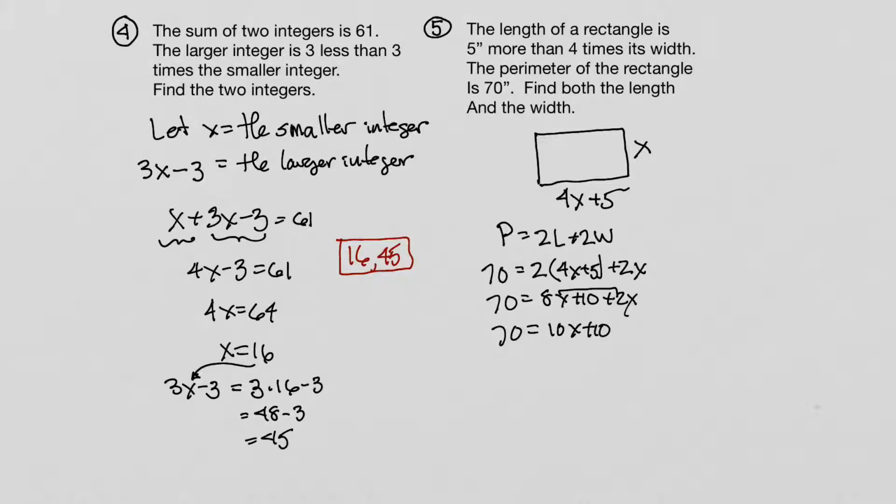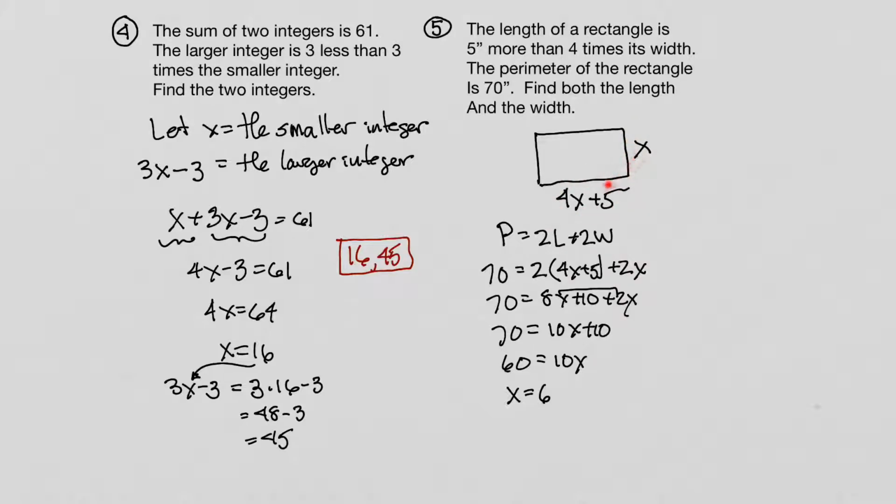Let's subtract 10 from both sides, right? We're going to subtract this 10 from both sides. So we'll get 70 minus 10 is 60 equals 10x. And we'll divide by 10, getting x equals 6. So it is a word problem, so we know what we do. We take x and we follow it all the way back to the beginning, see what it is. x is the width here, and here's the length.